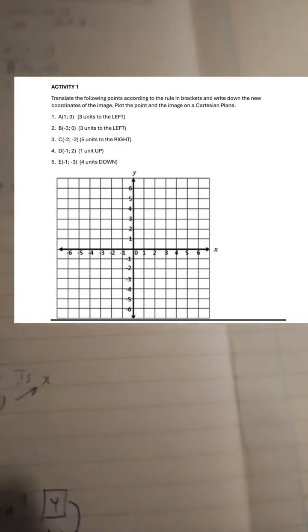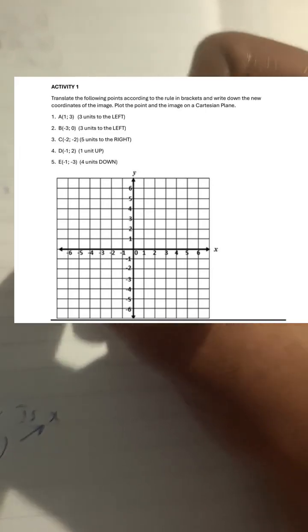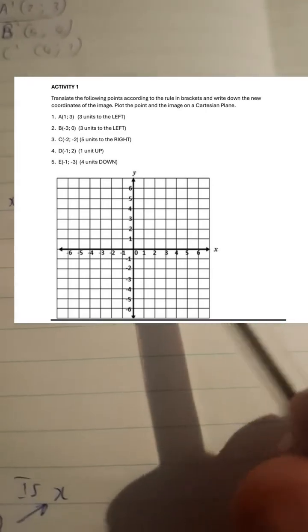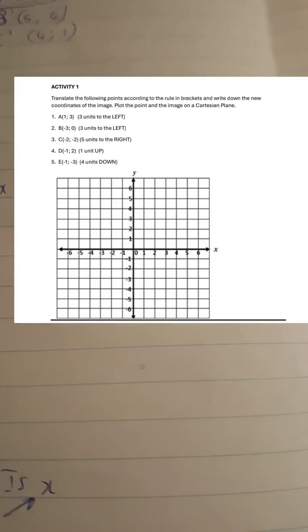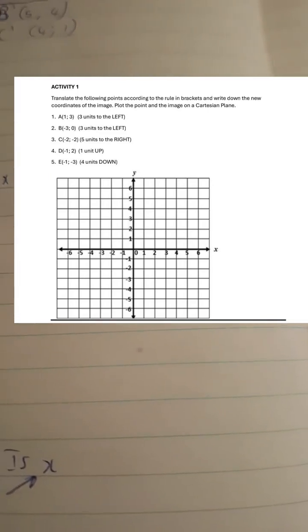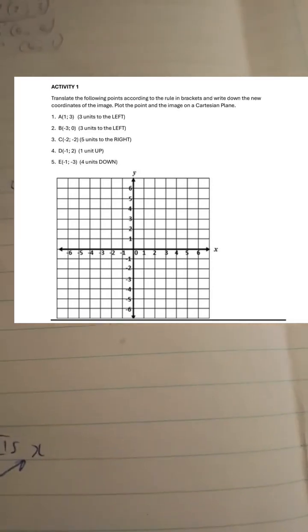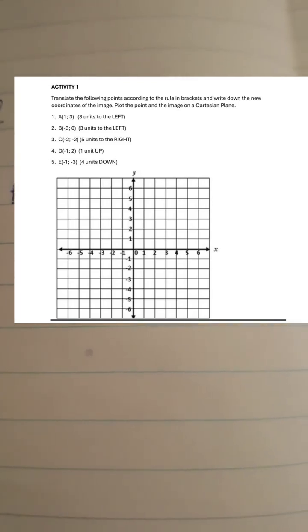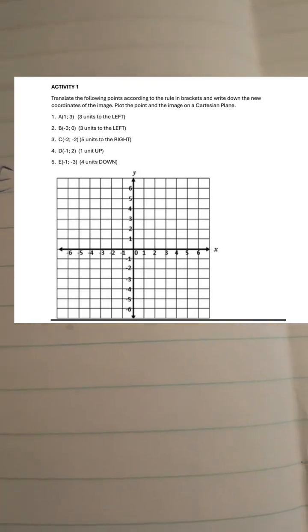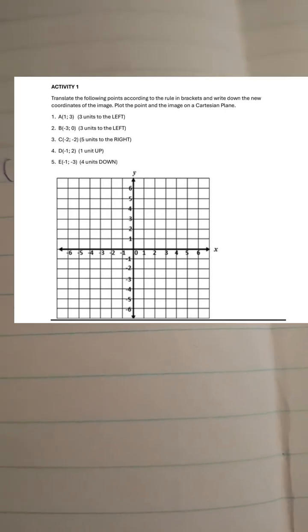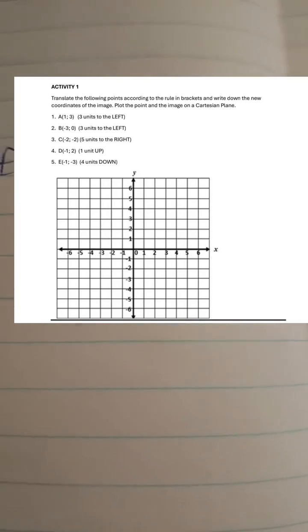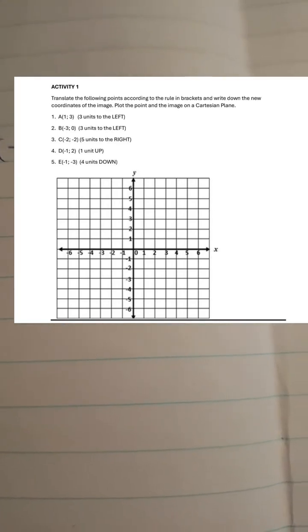Negative 1 and 3. E, which is negative 1 and negative 3, we are told is translated 4 units down. What does that mean? 4 units down means vertical translation again. So that means who is affected? If we're talking about vertical translation, it is y.